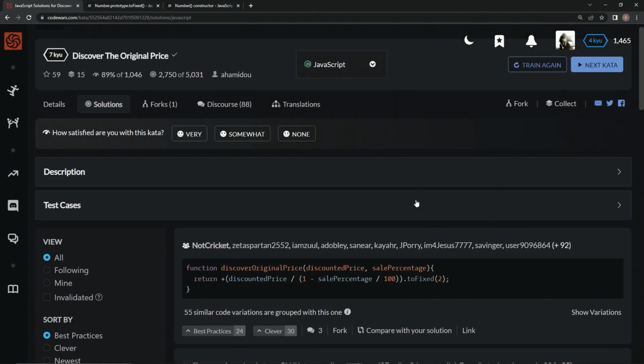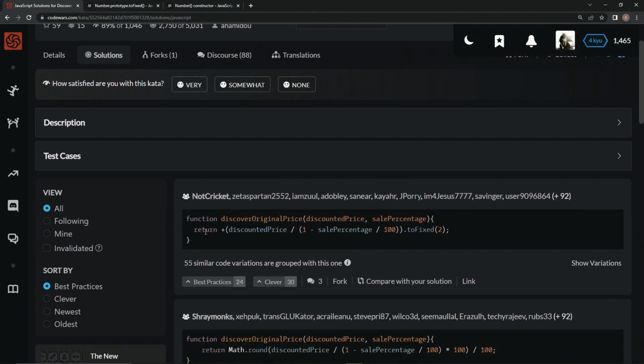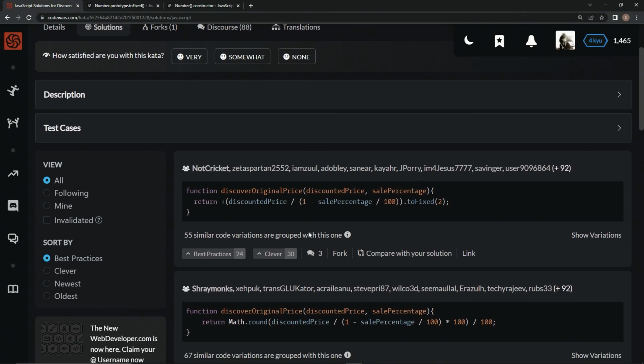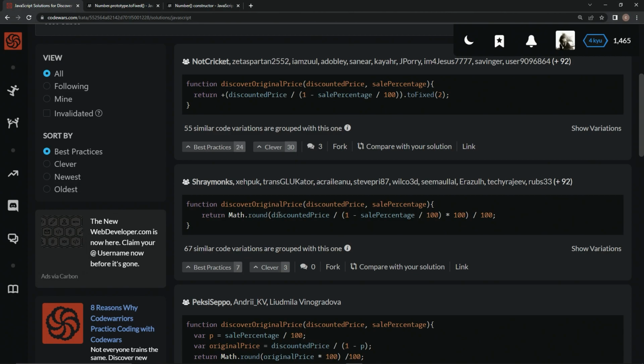All right, and now we've got this one, pretty much the same thing. They use the unary plus instead of the number constructor, but pretty much the same thing after that. They use Math.round here, which when you do Math.round, you have to do times 100 and then divide by 100 to get it to work. I forget the reason why, but that's definitely what you got to do. Let's go to mine.